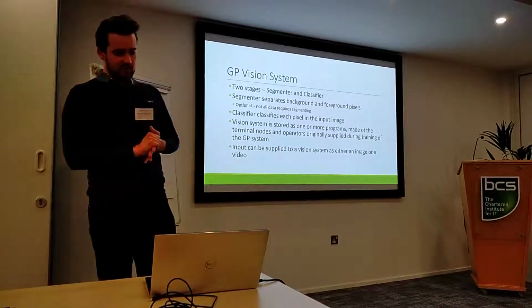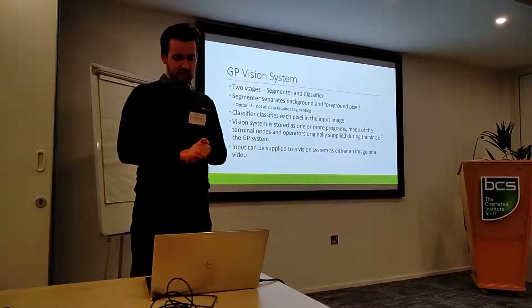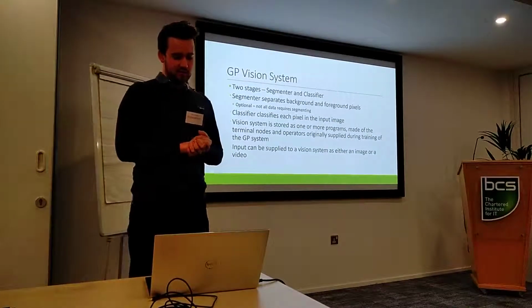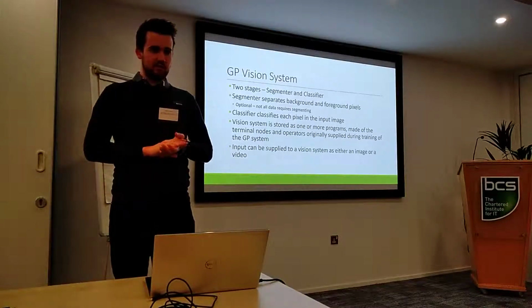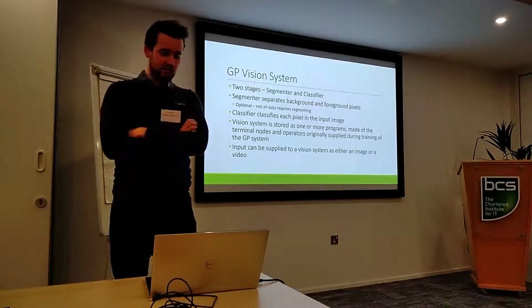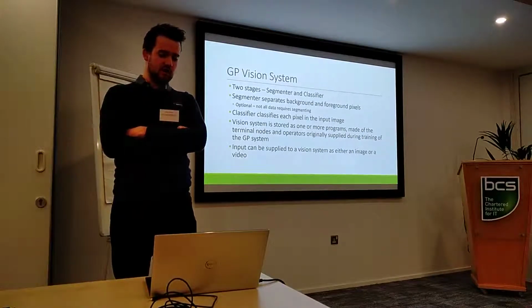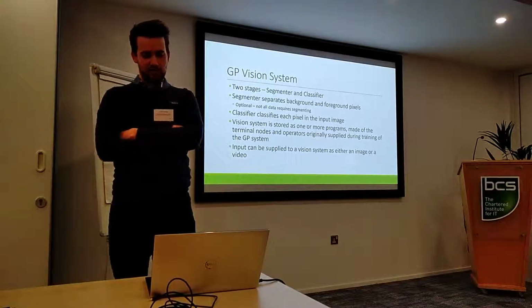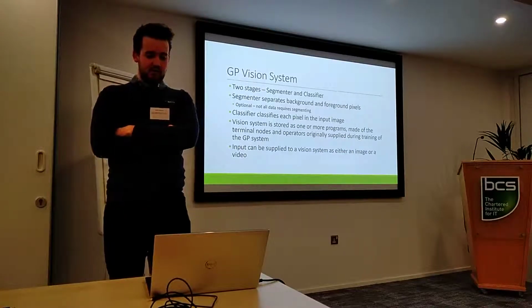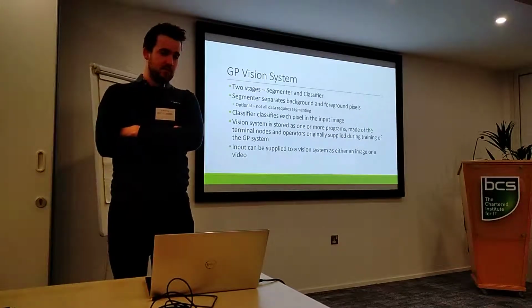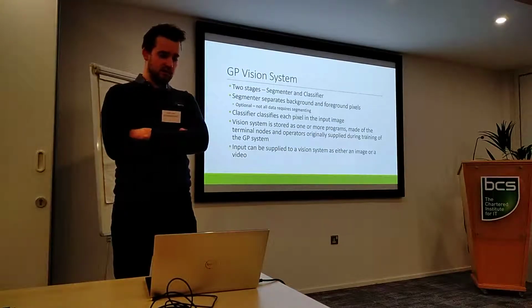So the GP vision system that we produce has two stages, segmenter and classifier. The segmenter does the obvious. It segments the image to find which pixels belong to foreground objects and which pixels belong to background objects. That's an optional step. Obviously, not all problems can be segmented. They don't all need to be segmented.